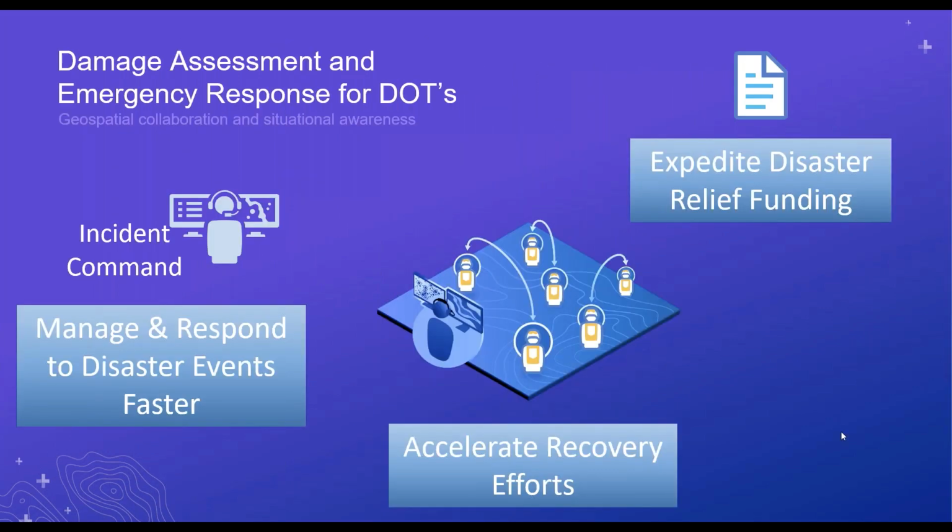So in summary, this workflow supports the complete process a DOT would go through in an emergency response scenario, from assessing damage in the field to requesting funds from FHWA. The tools help to manage and respond to disaster events faster, accelerate recovery operations, and expedite disaster relief funding. Thank you. Back to you, Grace.